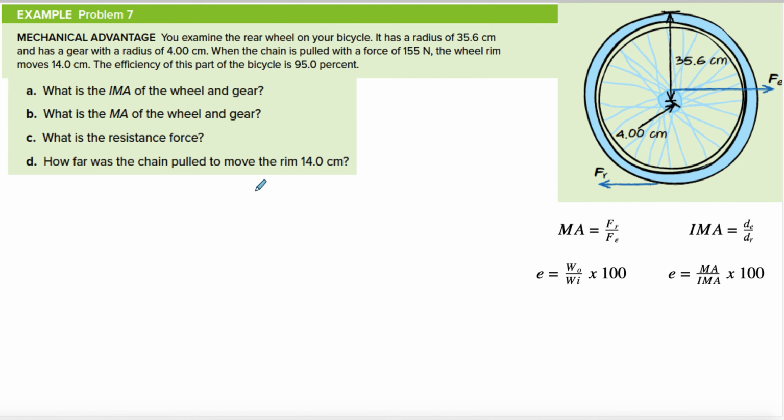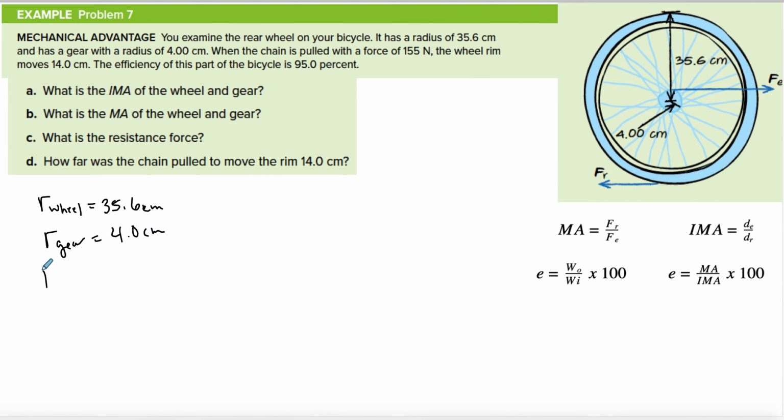All right, let's look at an example here. You examine the rear wheel on your bicycle, which has a radius of 35.6 centimeters. So we'll say radius of wheel, we're going to write these down, 35.6 centimeters, and a gear with a radius of 4 centimeters. So radius of gear is 4 centimeters.